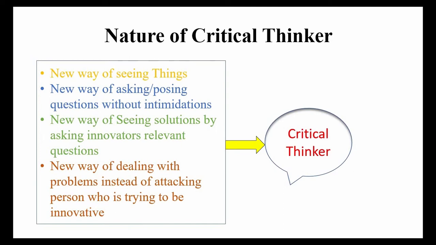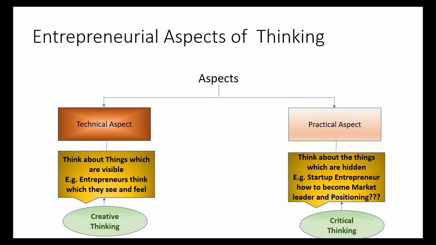And next, we discussed critical thinkers, how the critical thinker will be. So when we talk about entrepreneurship, in an entrepreneurial activity, for entrepreneurs, what are all the aspects under thinking? That we are going to discuss. So there are two main aspects. One is the technical aspect and the other one is the practical aspect. What is the technical aspect? Technical aspect, in the sense, whenever you see a problem which is visible, right? Whenever you see that particular problem, you come forward to solve that problem.